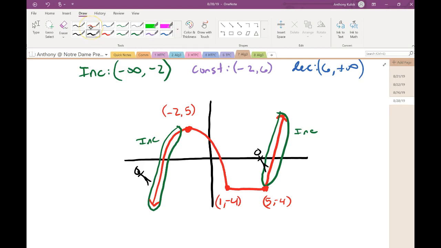Where is the graph decreasing? How many decreasing parts do you see? 1. Everybody agree with that? So on that section, Hans is walking downhill. And then how many constant sections do we have? 1. This spot right in here is flat, so that's our constant section.